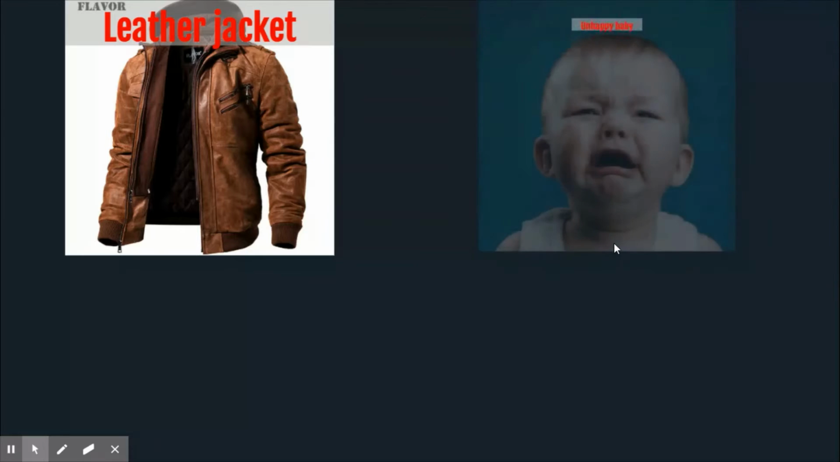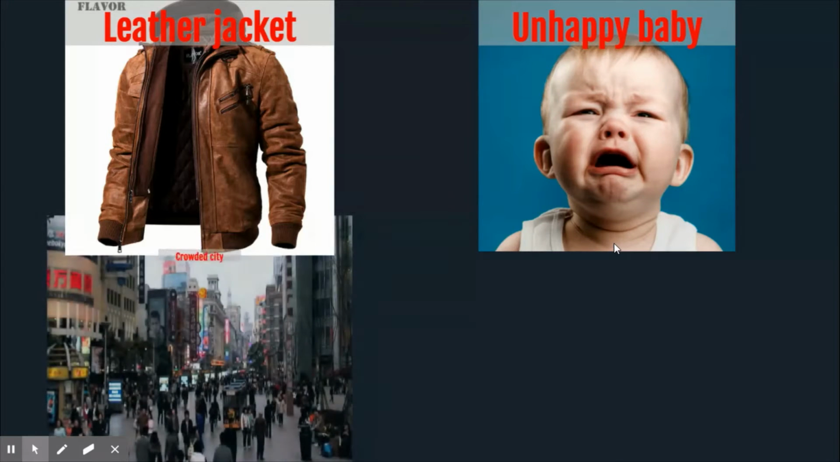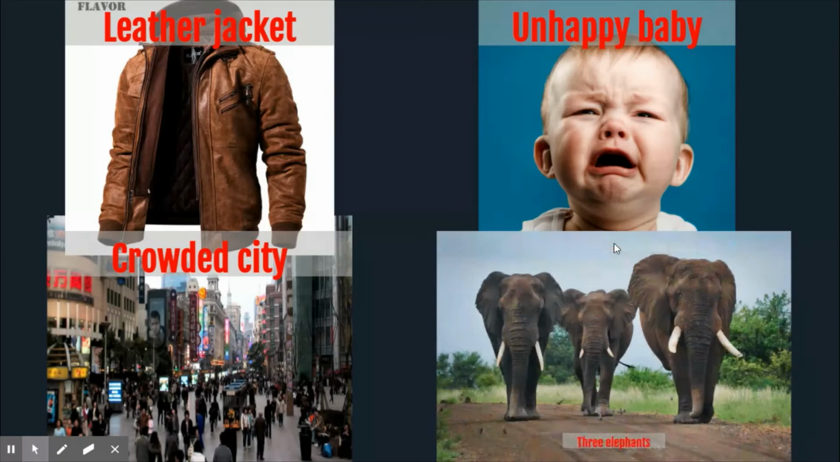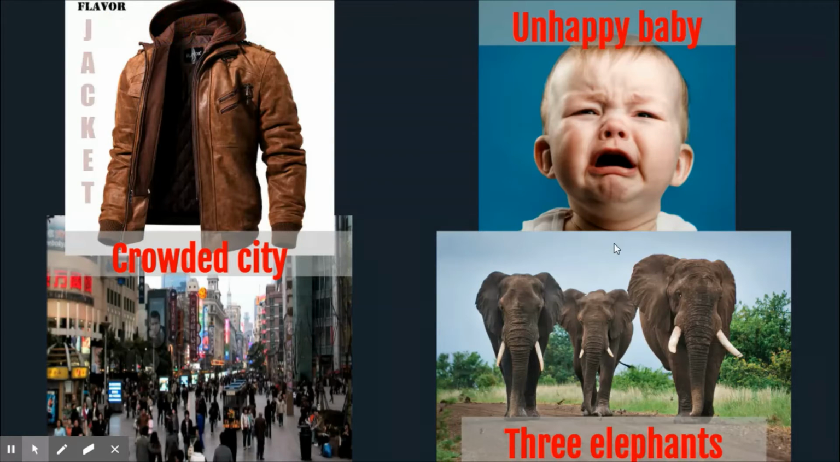Okay, so leather jacket. Which one is the noun here? Unhappy baby. Which one is the noun? Crowded city. Three elephants. Let's go ahead and look at it for a moment. The jacket is the noun, it is a thing.